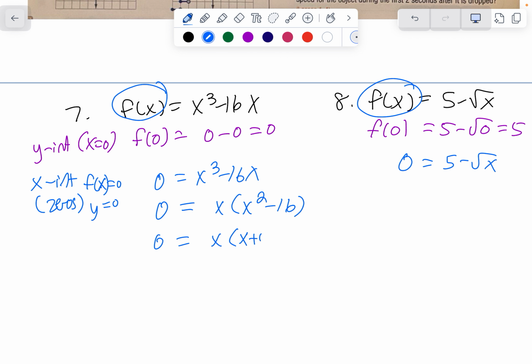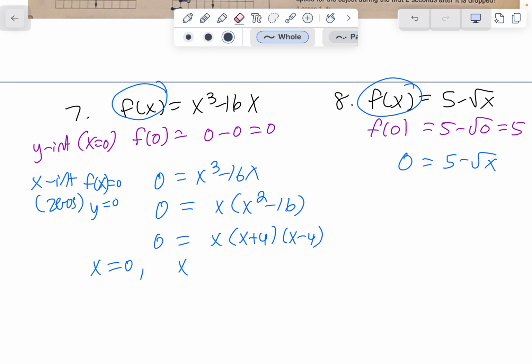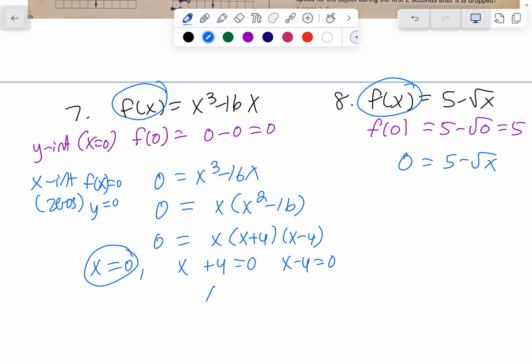So factoring is the key to solving for the x-intercepts of a polynomial. Factor it. You can use the quadratic formula if you get down to a quadratic and you don't remember how to factor it. And then you set each piece equal to 0. Now, if you recall, in the graph, it hit 3 times. And so we got values of 0, -4, and +4. And that's what the picture showed us. We had 3 of them.